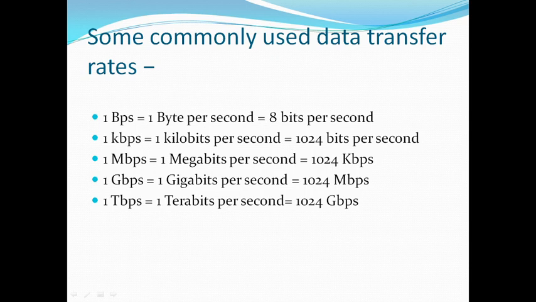Then is 1 kbps, that is 1 kilobit per second, which is equivalent to 1024 bits per second. Next is 1 Mbps, that is 1 megabit per second, which is equivalent to 1024 kilobits per second. Next is 1 Gbps, that is 1 gigabit per second, which is equivalent to 1024 megabits per second. Next is 1 Tbps, 1 terabit per second, which is equivalent to 1024 Gbps. You should know the full form of all these as it may come in your exams.